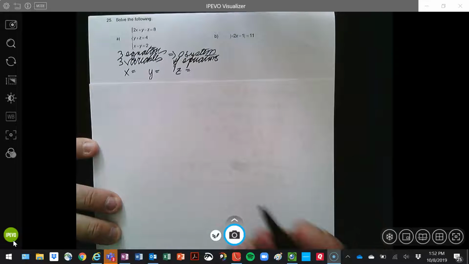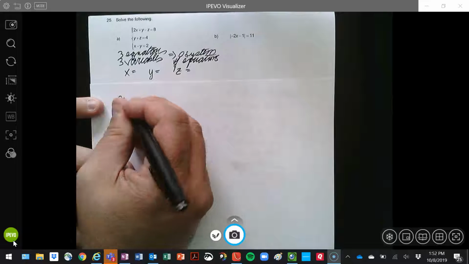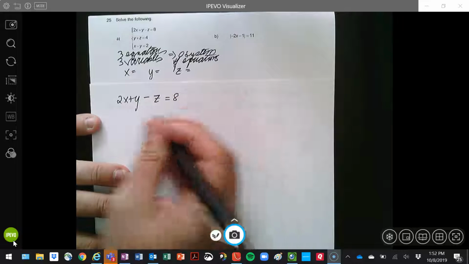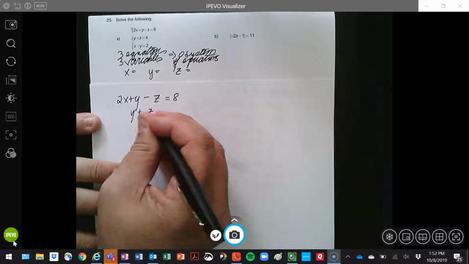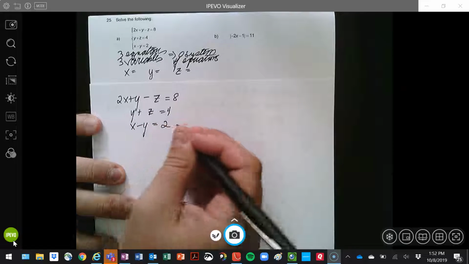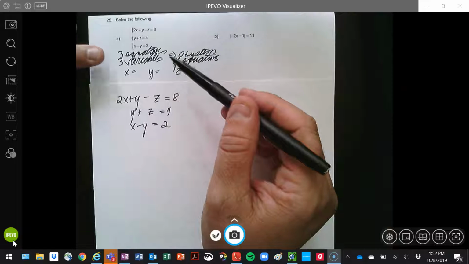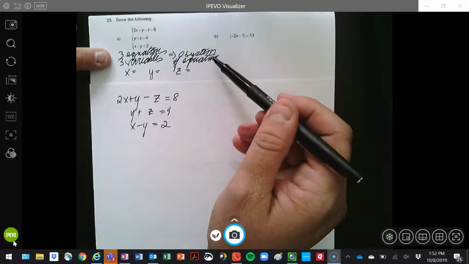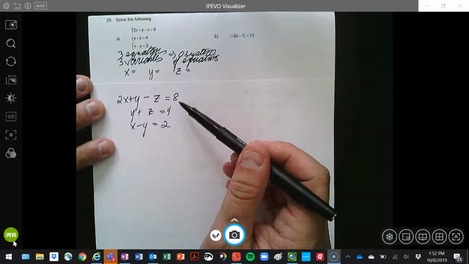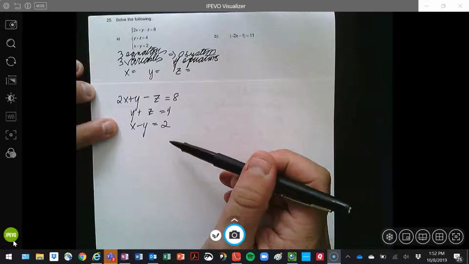Okay, so just realized I made a little bit of a mistake. That's okay, we're going to fix it. So starting back to 2x plus y minus z is equal to 8, y plus z is equal to 4, and x minus y is equal to 2. As I already mentioned, we have 3 equations, we have 3 variables, we have what we call a system of equations. You will not be successful solving all 3 equations at the same time.